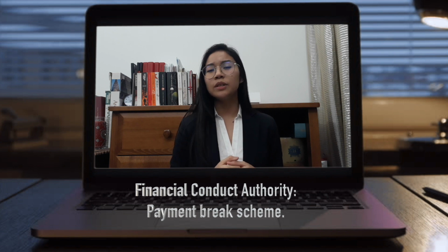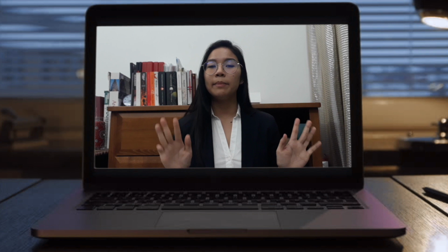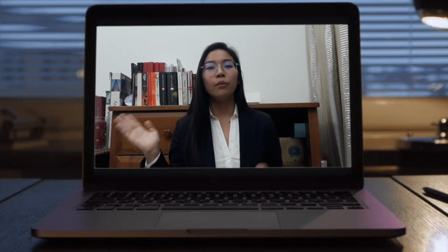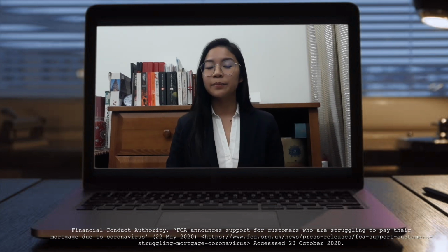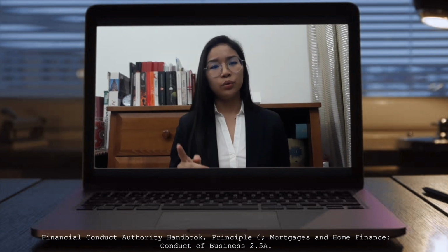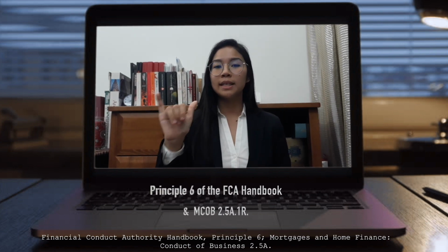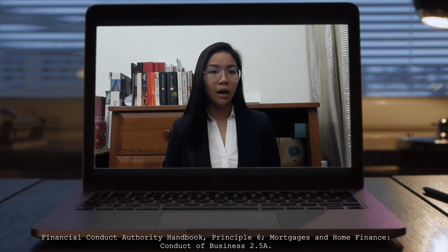For example, the Financial Conduct Authority has introduced a payment break scheme where borrowers are able to request an initial 90-day payment break and a further 90-day break where necessary. This means that borrowers are able to defer their mortgage payment by up to 180 days. The Financial Conduct Authority has also announced that no responsible lender should pursue any possession action at the time, as doing so would likely contravene Principle 6 of the FCA Handbook and the MCOB 2.5A.1R.